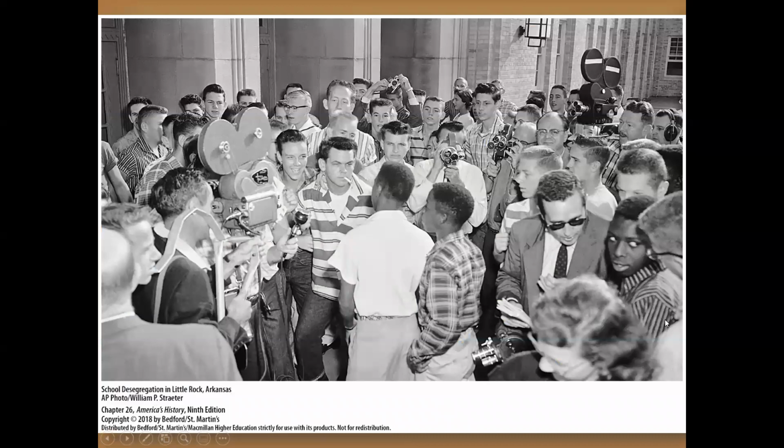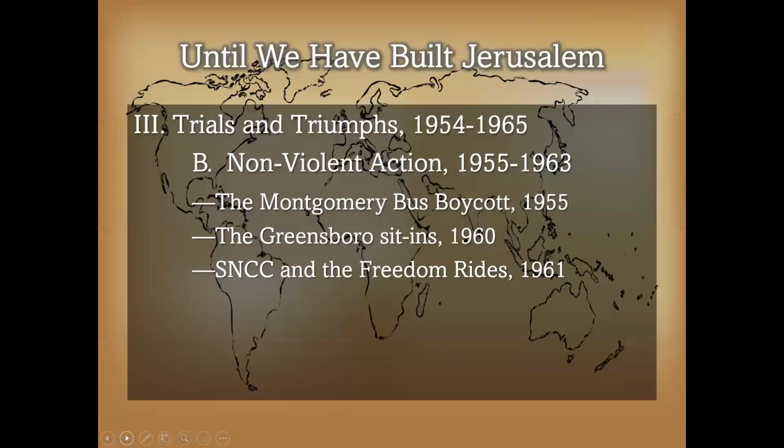Here's an image, as you can see, of the scene from Little Rock in 1957. You can see all the cameras there, reporters. You have the white students trying to intimidate them and stuff like this. So it became images people saw that moved them and the government.